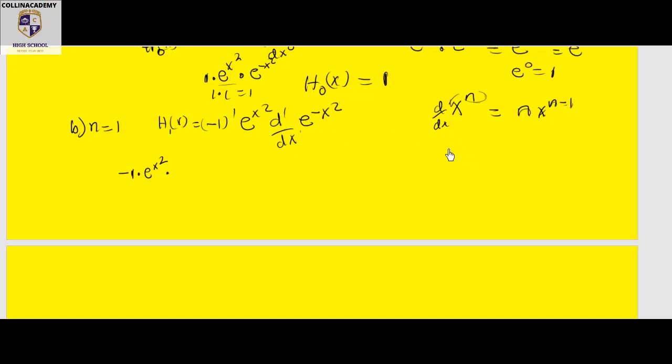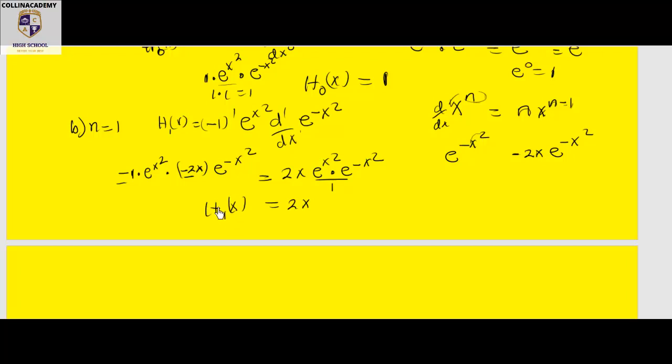So how do we work out the derivative of e^(-x squared)? You bring the power down, so it becomes -2x e^(-x squared), so -1 times -2x e^(-x squared). A negative times a negative gives a positive, so we have 2x e^(x squared) times e^(-x squared), which gives 1. Our answer here will be 2x, so H_1(x) is 2x.